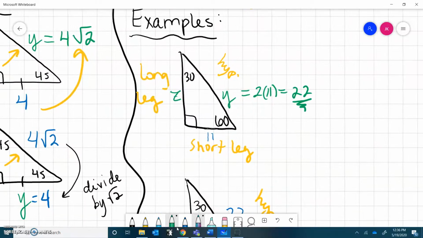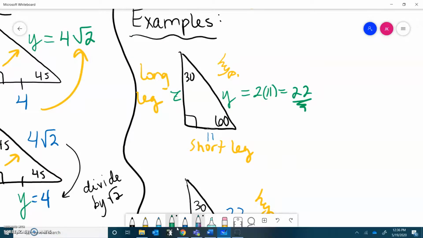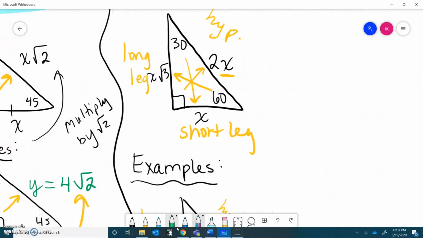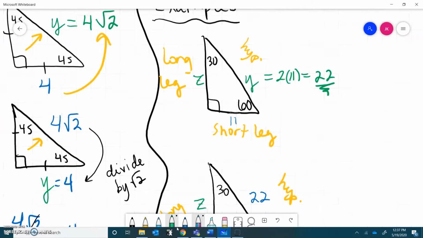Our hypotenuse is 22. Now the long leg, as we saw earlier, is just the short leg length times the square root of 3. So over here, my z is just going to be 11 times the square root of 3, which we can't actually multiply together because they're not like terms, and so we would just leave it as 11 root 3.